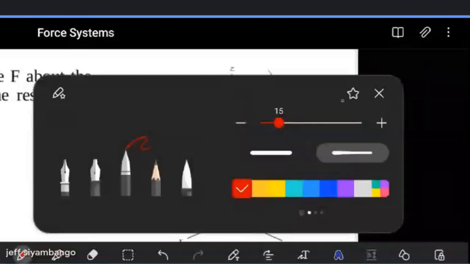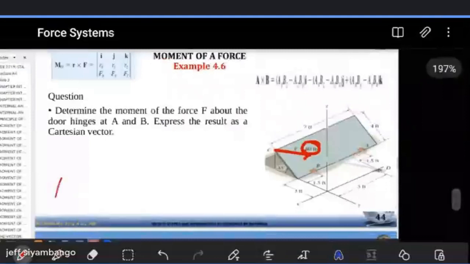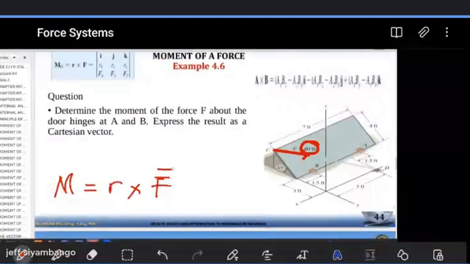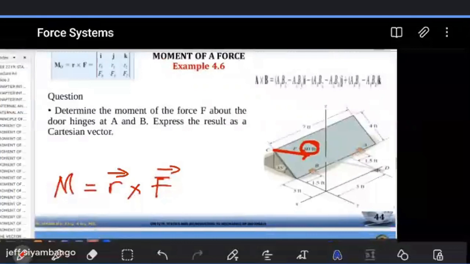moments, the expression that we have for calculating the moment of a force about any point will be equal to the cross product of the position vector running from where we want the moment to be evaluated with the force itself. So the force here has to be expressed as a Cartesian vector, and the position also has to be expressed as a Cartesian vector so that we can evaluate this cross product.